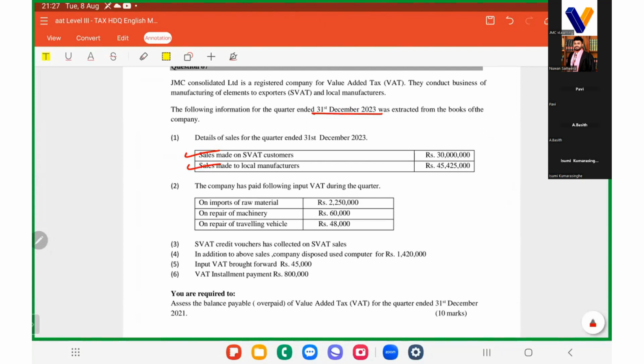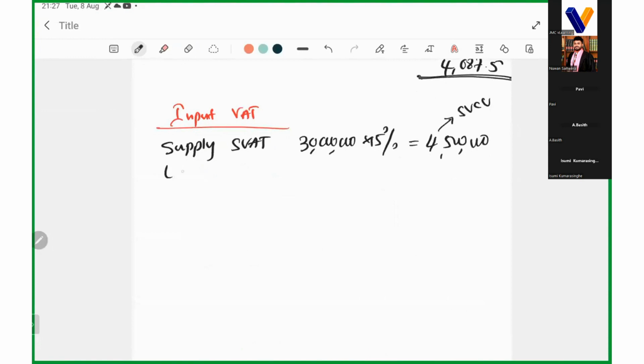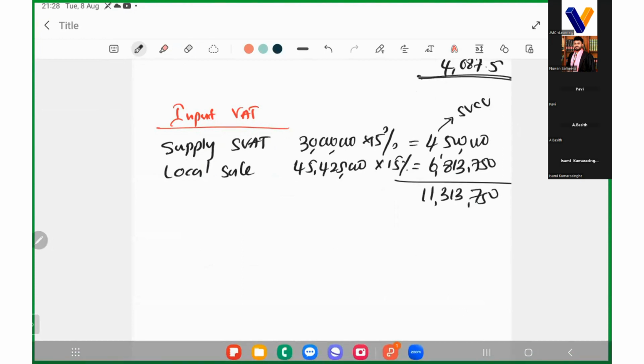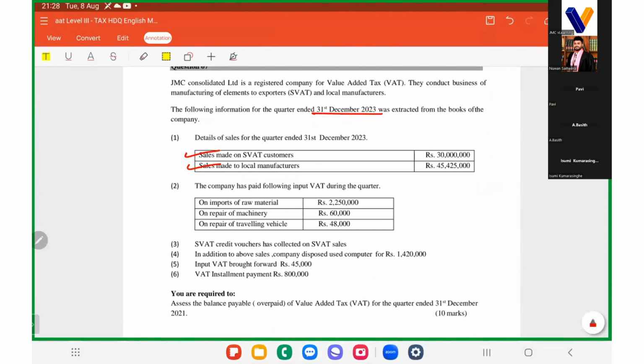Made to local manufacturer, 45,425, right? Local sale other than SVAT, 45,425,000 at 15%. Now the tax rate is 15%. How much is it? 6,813,750. So the total amount is, now you can take, 11,313,500, right?